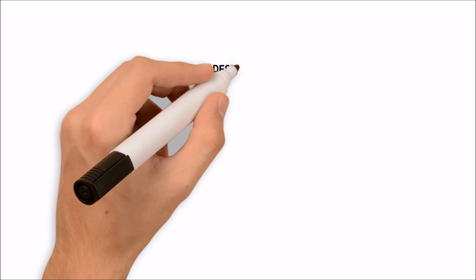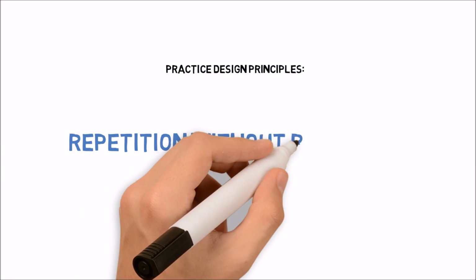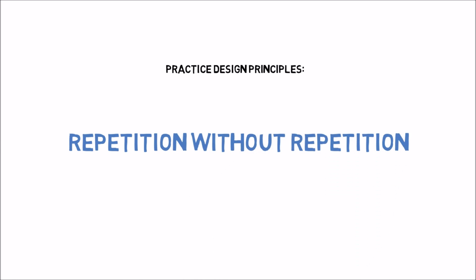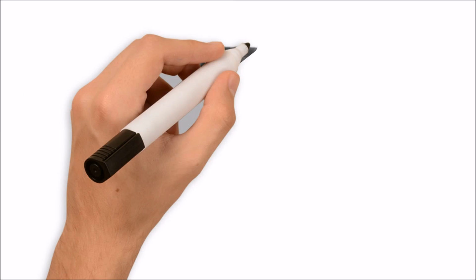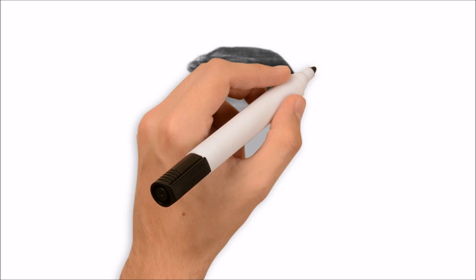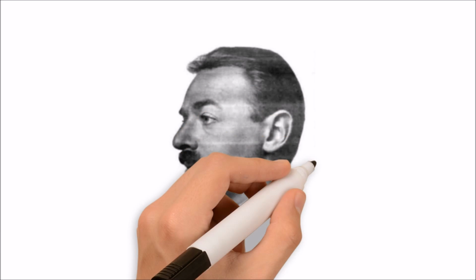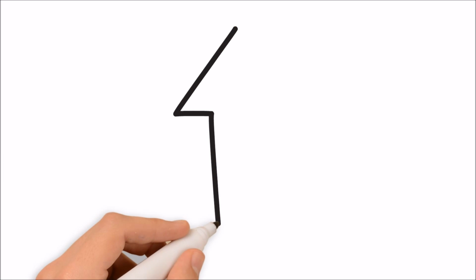Another very important practice design concept is repetition without repetition. In 1967, one of the big hitters in the motor learning world, Soviet national Nikolai Bernstein, published a book called The Coordination and Regulation of Movements. In his book, he discussed some very key understandings, including repetition without repetition.